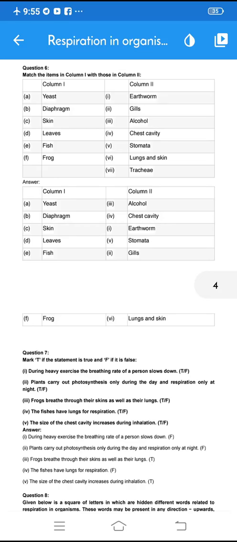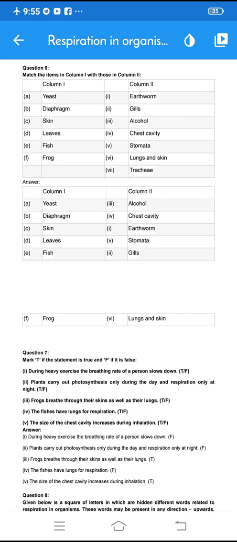So dear students, in the previous class I was discussing the question answers, that is the exercise part of the lesson Respiration in Organisms. Okay, so dear students, let us continue with the remaining part of the exercise. So let me start with question number 6. Let me read the question first.